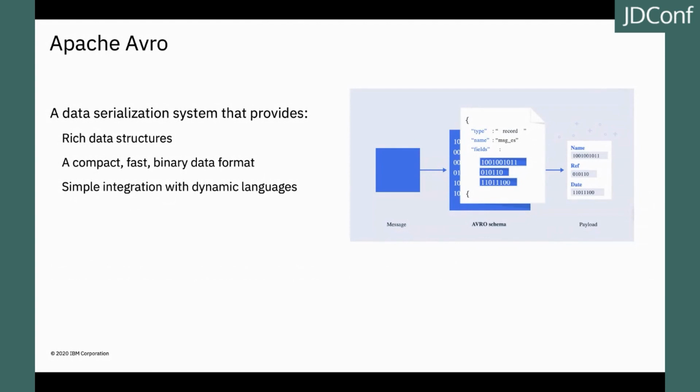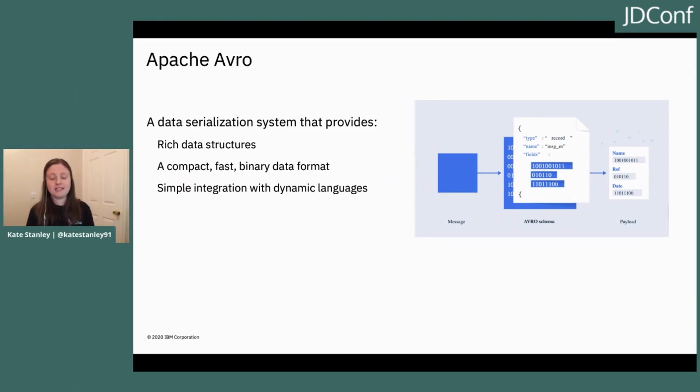The one that I've seen used the most is Apache Avro. So Apache Avro is a data serialization system that provides very rich data structures, but it also provides a compact, fast binary data format. So for Apache Avro, you can serialize the data into binary or into JSON. So the binary option is obviously a great fit for Kafka, but you can use JSON as well if you want to. And it provides simple integration with dynamic languages. So this means if you don't want to do code generation, you actually don't have to.